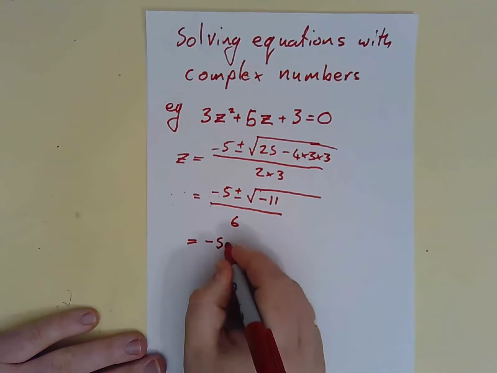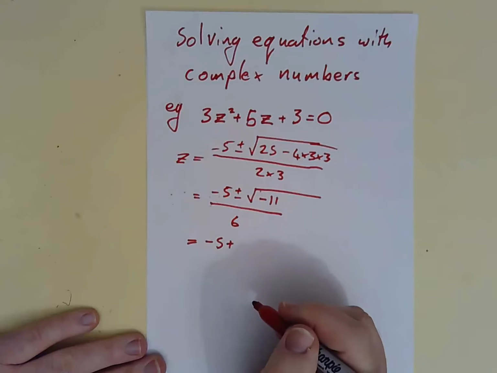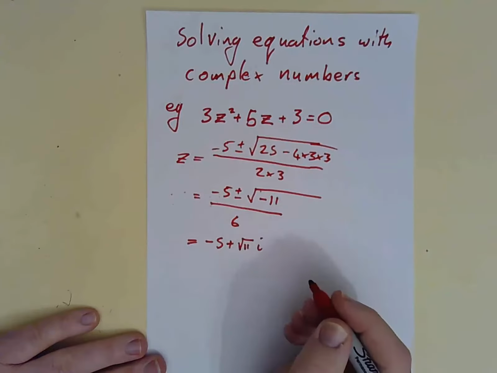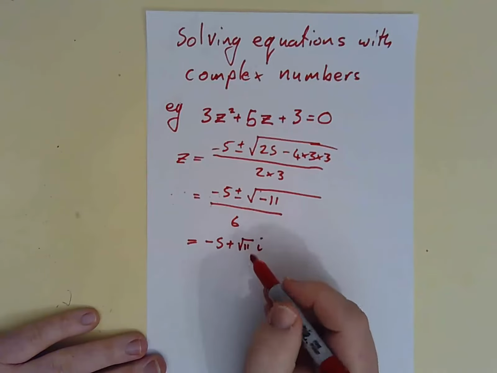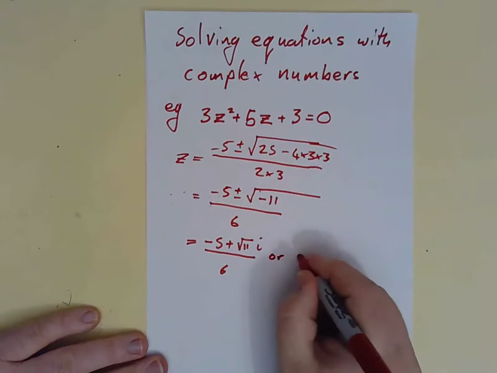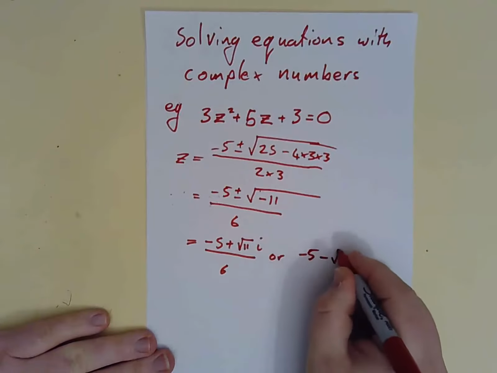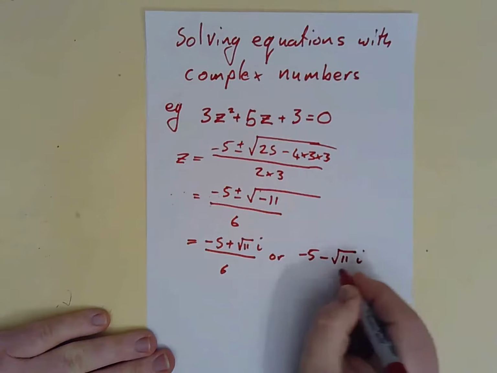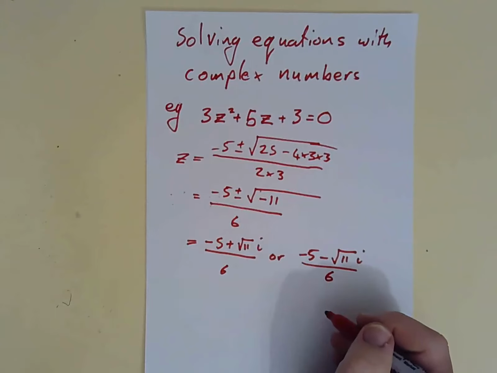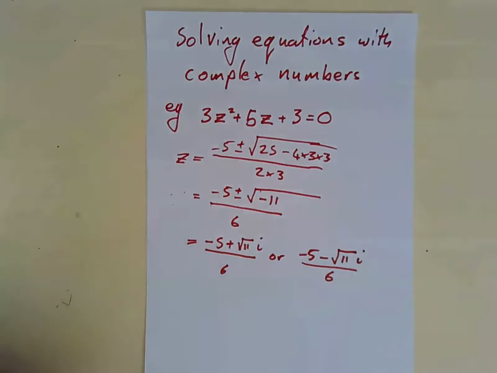So now all I'm going to do here is separate them. So minus 5 plus. Now rather than the square root of negative 11, I'm going to say square root of 11 i, because this is the square root of 11 times the square root of negative 1, all over 6. Or, and then I can just do the same, but this time with the minus. And so we can solve problems that we couldn't solve before because we have complex numbers.